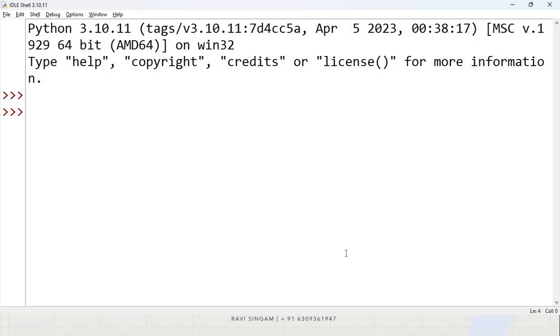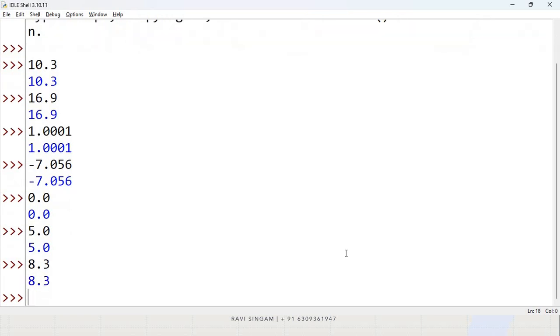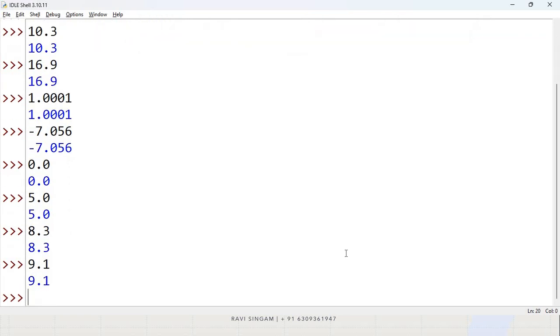Let's use some floating point numbers at Python shell. 10.3, 16.9, 1.001, minus 7.056, 0.0, 5.0, 8.3, 9.1, 10.0. All these numbers, they have decimal point, so they are floating point numbers.